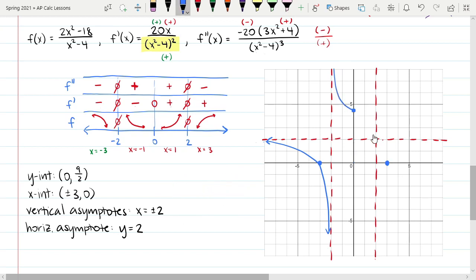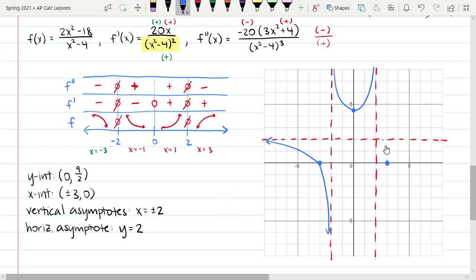Now from 0 to 2, now we've got this increasing and concave up shape. And remember, I do have to start where I left off because there's no discontinuity there. So I'm starting here at this y-intercept, and again, that means I'm going to have to increase and be concave up as we get closer to that vertical asymptote. So again, that means we have to increase forever.